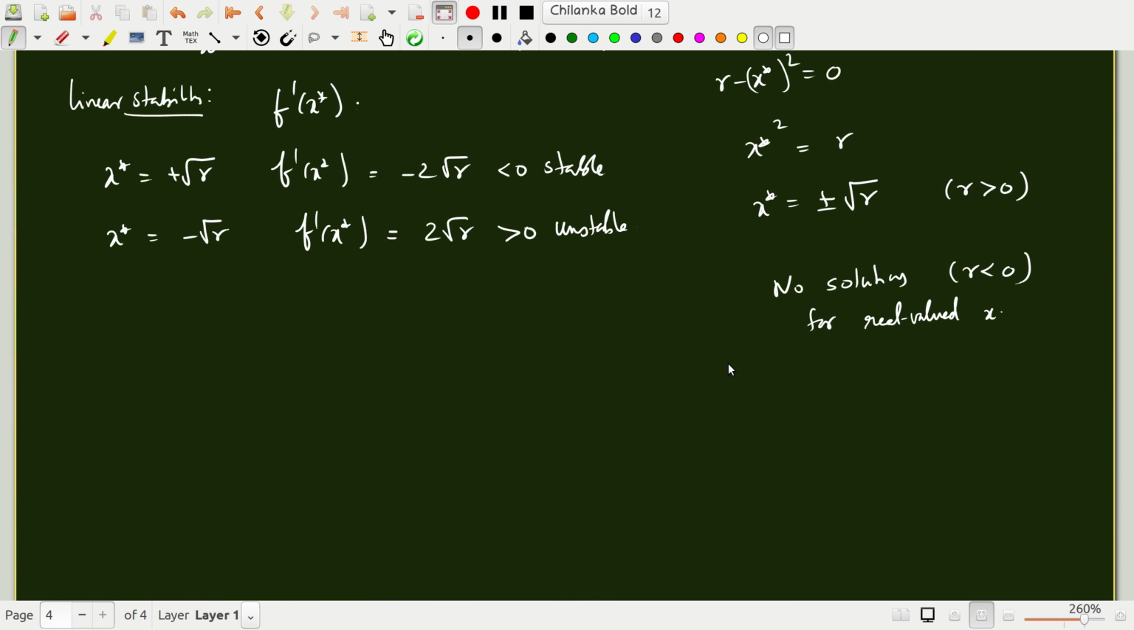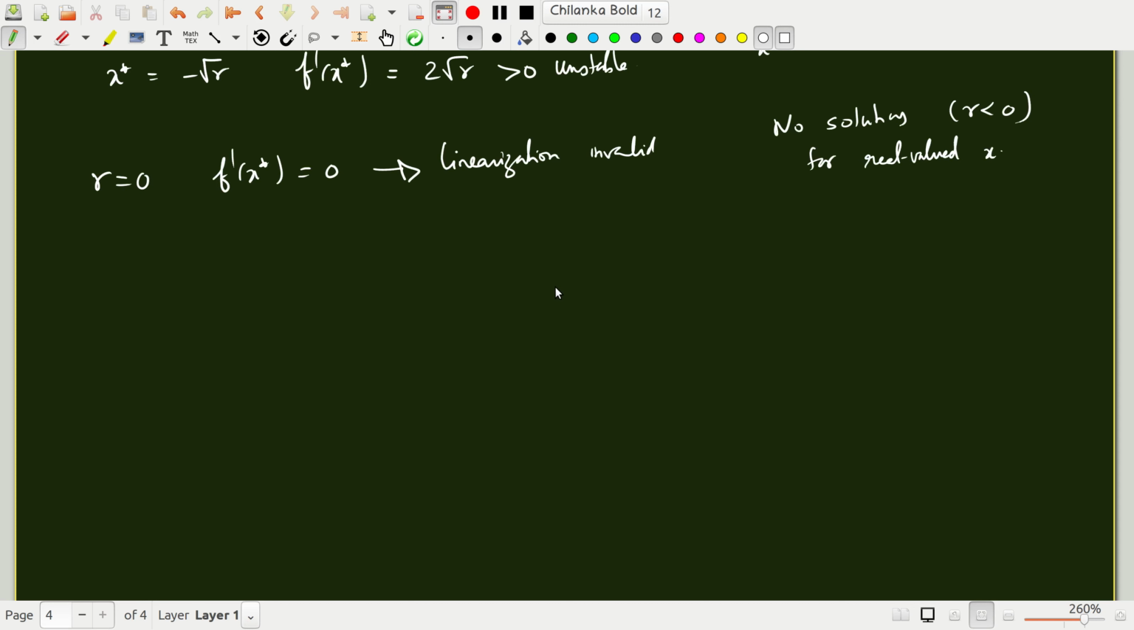Okay. Now what if R equal to 0? Then f prime of x star is identically 0. Here linearization becomes invalid, because there is no first derivative of the function f at the fixed point. That means you cannot use linear stability analysis for providing answers to the questions that we are asking.